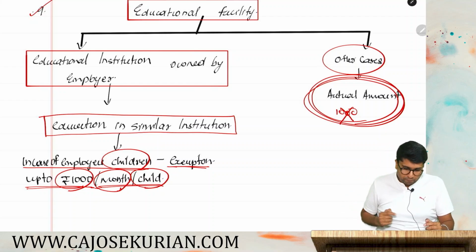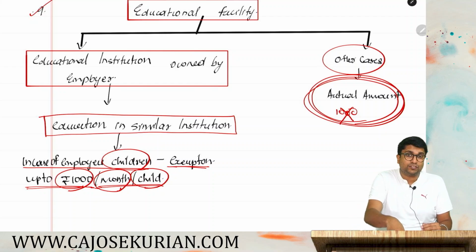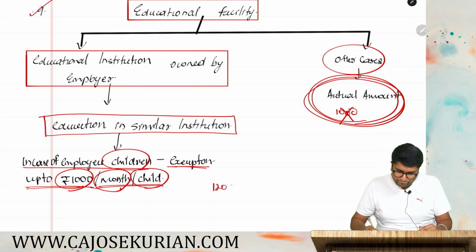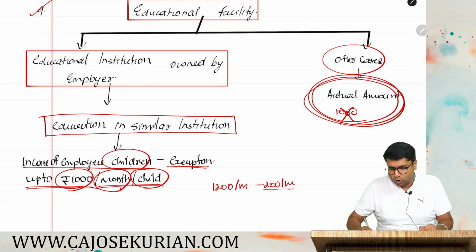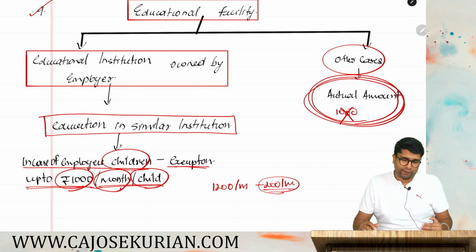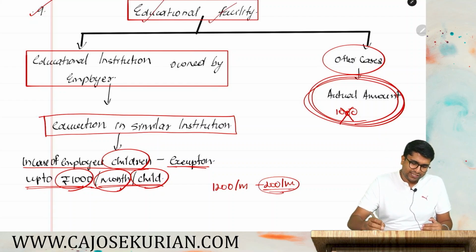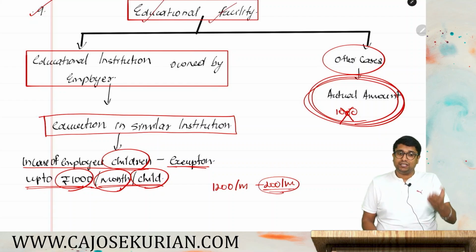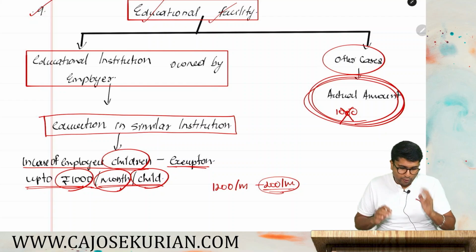Now friends, one important thing is there. What if the school fees of the children is 1200? If the school fees is 1200 per month, then 200 per month shall be taxable. Over and above 1000 shall be taxable. That is a better way to study this respective topic. So this is all about the educational facility provided by the employer to the employee. Hope you remember that point.